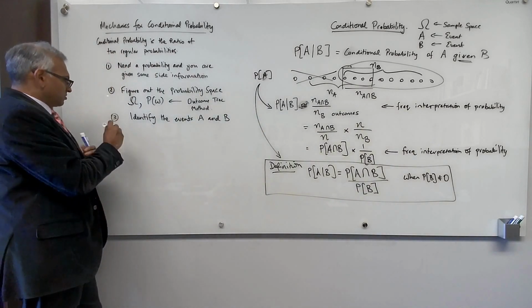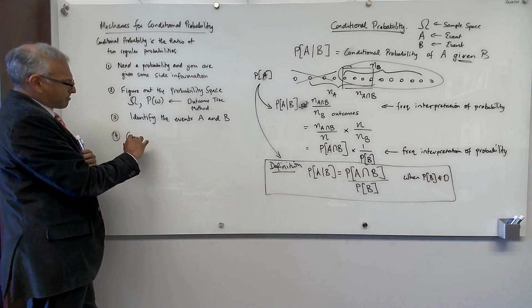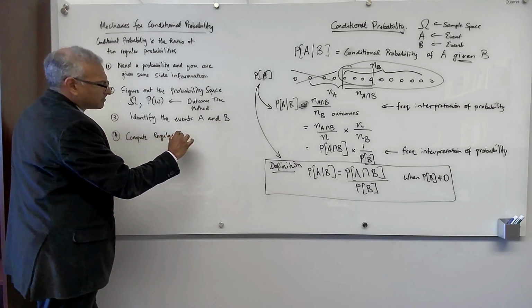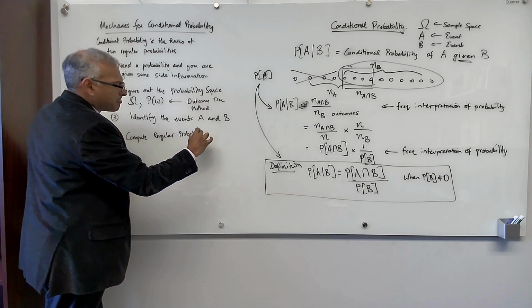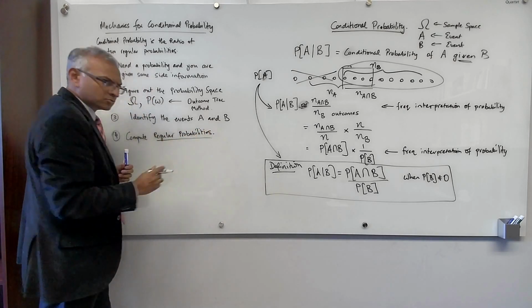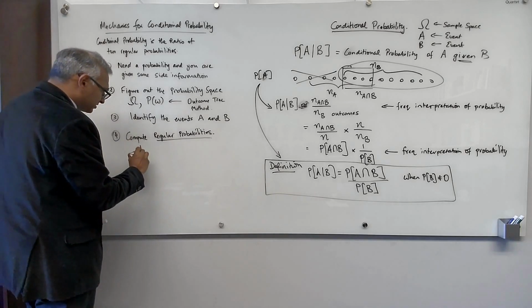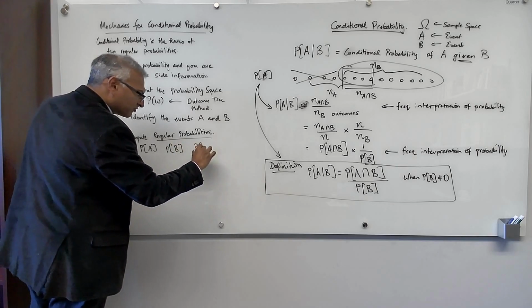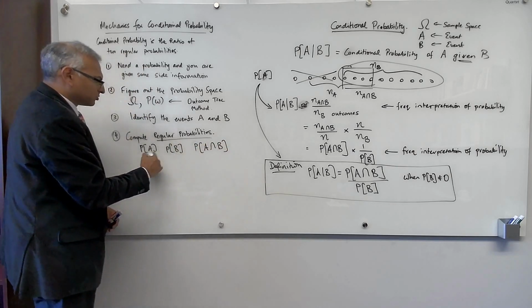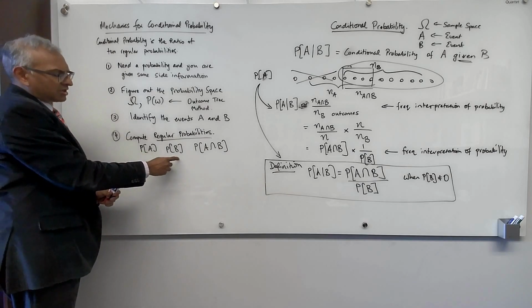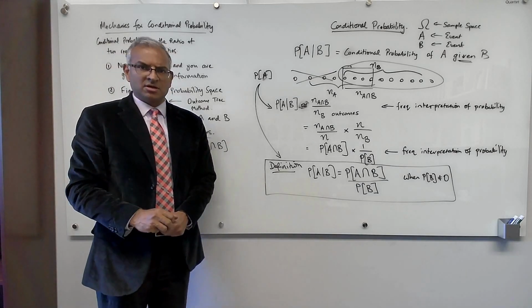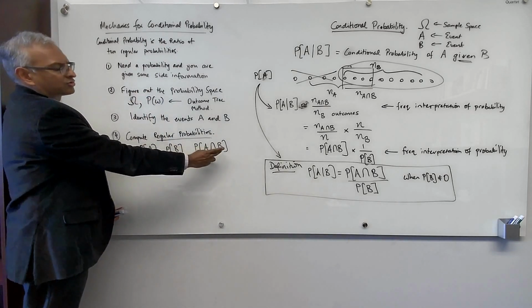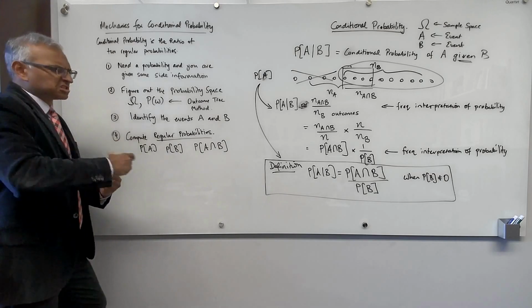Then you have to compute the regular probabilities. In the normal way, you compute P of A, P of B, and P of A intersection B. How do you compute regular probabilities? For each outcome in the corresponding event, you just add up the outcome probabilities. You know all the outcome probabilities, and you know the events A and B, so you also know the event A intersection B. And then you just apply the formula.